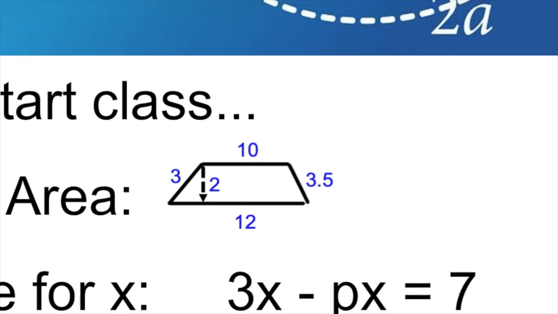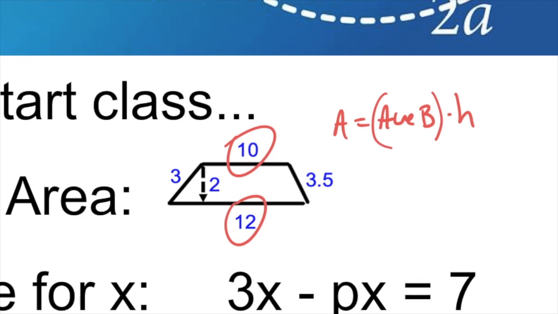So for the trapezoid, the area is you average the bases. And I wrote that, I think that's a lot easier than saying base 1 plus base 2 divided by 2. Because you guys know how to average, right? You add them together, divide by 2. All right, you average the bases, and then you times it by the height. So averaging those two, I add them together, and that makes 22. And then I divide it by 2, and that makes 11. 11 times the height, which is 2, is 22.